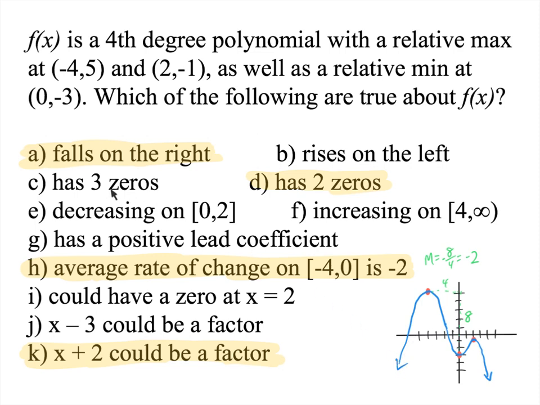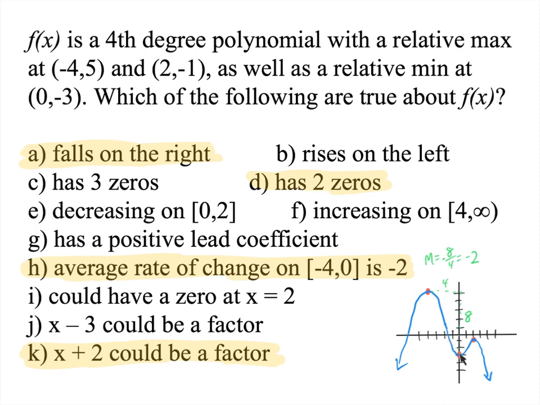Are there 3 real zeros? Now it says zeros. We're going to talk about real zeros. And no, there's only 2 real zeros. Even though it's a fourth degree, that must mean there's 2 imaginaries hiding in there. But there are 2 real zeros. So that one is true because there's only 2. Next, decreasing on 0 to 2.